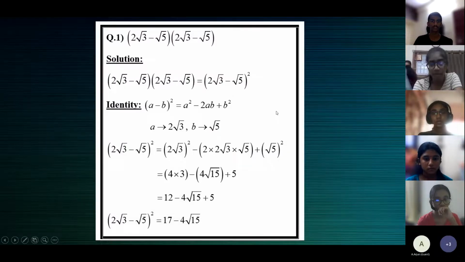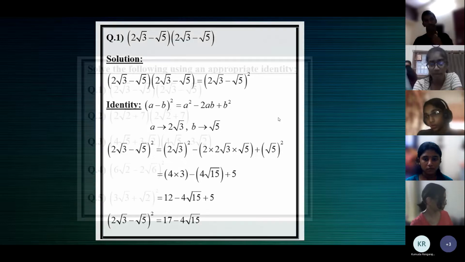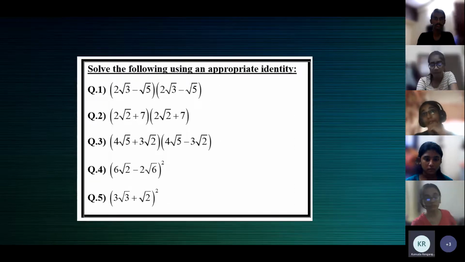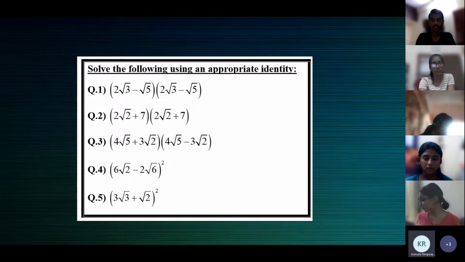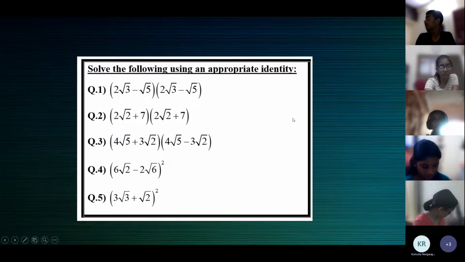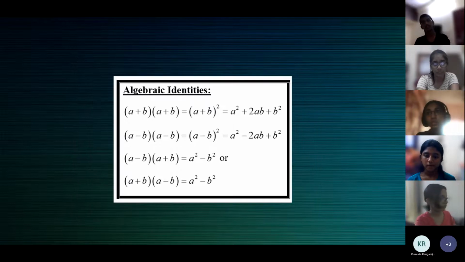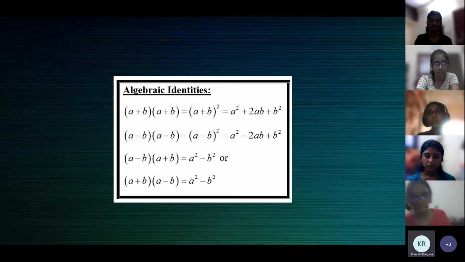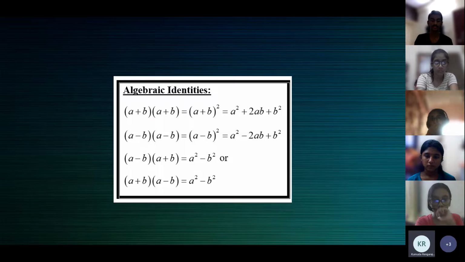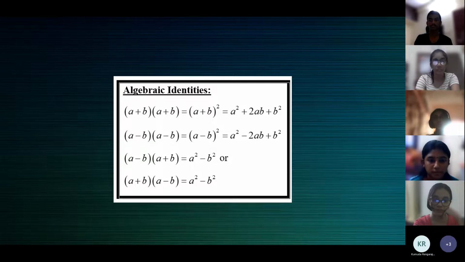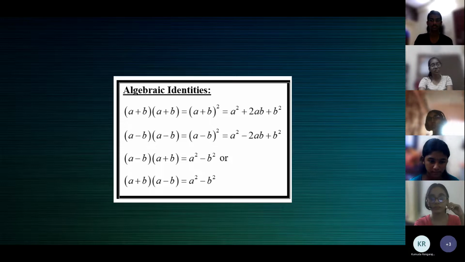All right, children, put your mics on mute. This is where we stopped in the last class. We understood how to solve using algebraic identities. These identities we are already familiar with. We have seen them in standard 8. Yes or no?